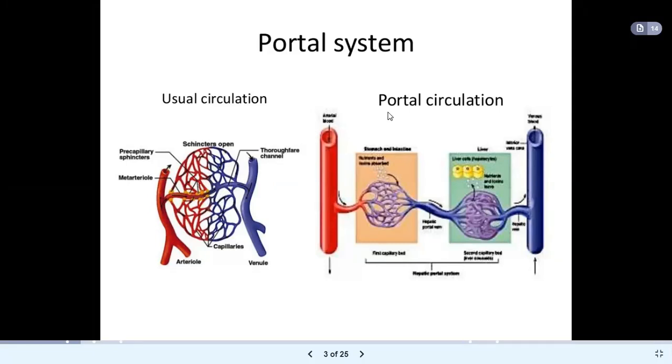Similarly, in the liver system, we have two sets of capillaries. One set of capillaries we find in the gastrointestinal tract, that is the stomach and the intestines, and the other set of capillaries we will find in the liver. Connecting these two sets of capillaries, there is something like a bridge which connects this network of capillaries and that network of capillaries. This connecting channel of two sets of capillaries is nothing but the hepatic portal vein.